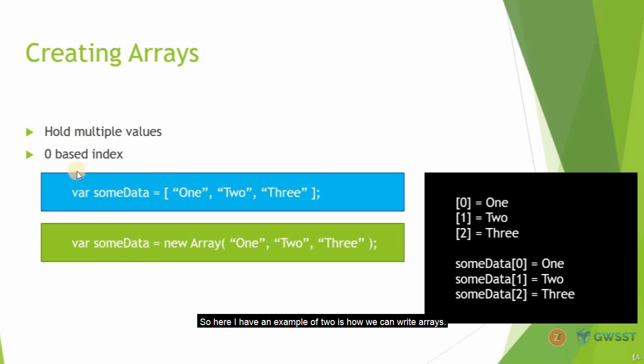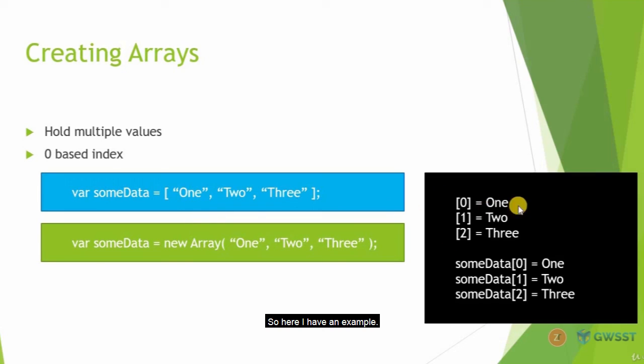So here I have an example of two ways you can write arrays. The first one is just by opening a square bracket. The next one is by writing new Array and then writing your data inside this. The first one is much easier, so I'm going to go with that one. Here the first item is by default indexed to 0. So basically if you want to locate this data, you'll have to go through the zero-based index.